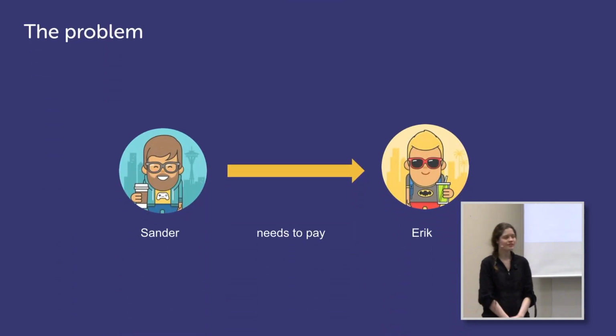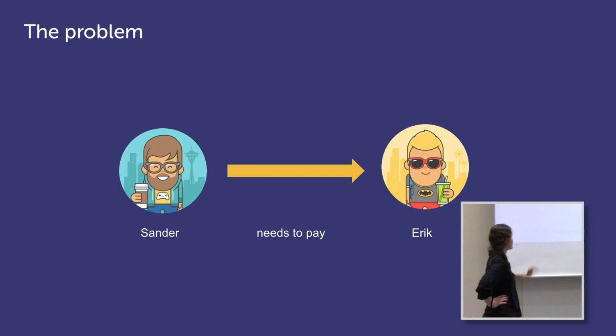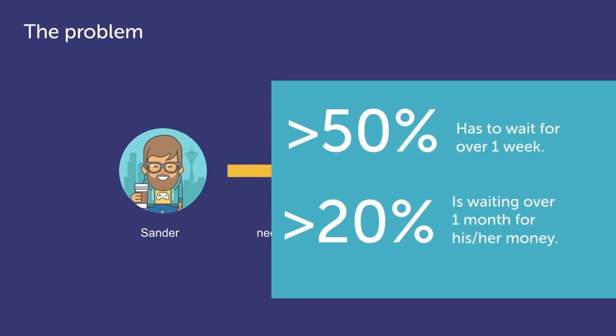So let me start with the very basics, where the idea came from to make Tikkie. What happened is we had Sander and his friend Eric, and Sander had to pay Eric. And in the typical way, which probably a lot of you have done, the friend would give you his IBAN and say what you need to pay for, and then you would need to go to your banking app, type it all in, and then send it.